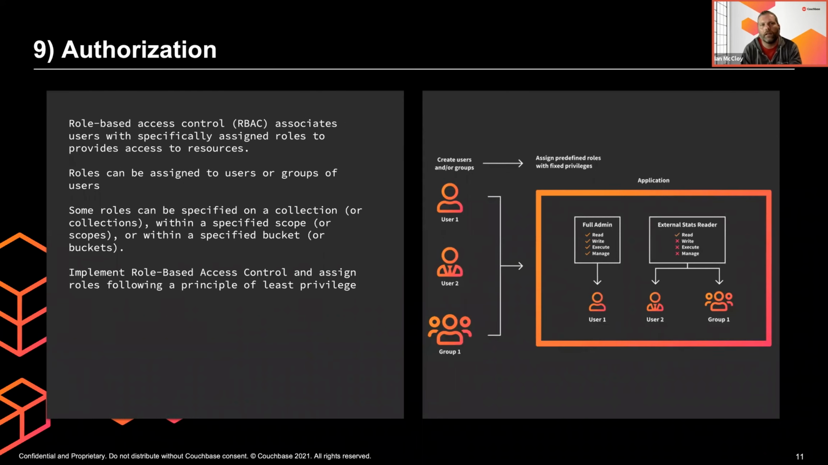The next area to look at is authorization. Authorization is basically role-based access control in Couchbase Server. You should assign roles to individuals or groups, but only assign the minimum amount of roles that those users actually need. This is called following the principle of least privilege. Each user should have their own account, each application should have its own account, and you should only apply the roles that are absolutely necessary.